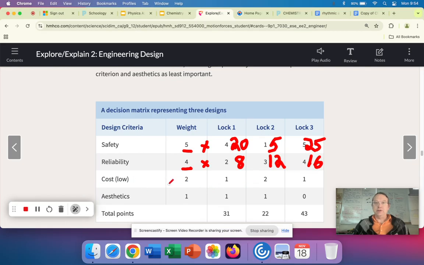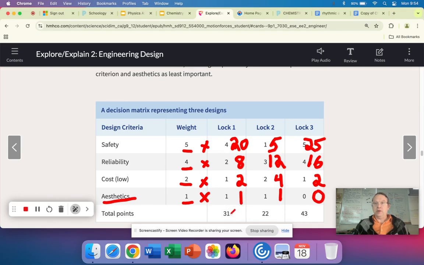And this design solution, keeping the cost low is important, but not the most important thing. So its weight is only 2. So that multiplier would work out like that. 2 times 2, 2 times 1. And aesthetics, the looks of it, not as important as the other things, but still kind of important to help it sell. So that multiplier, any number multiplied by 1, is the same number.